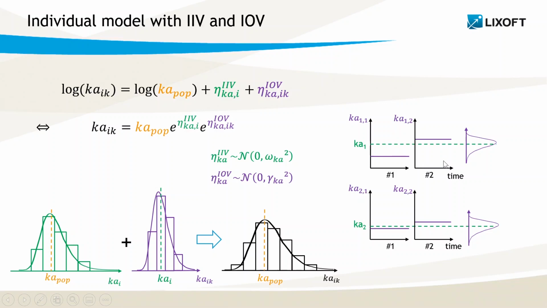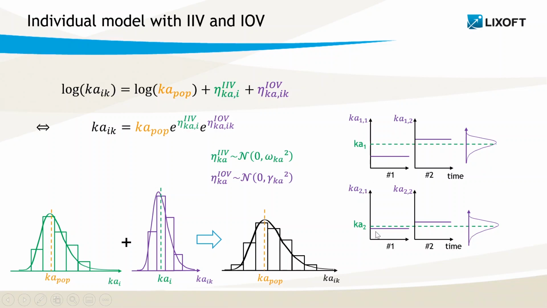It is important to note that the occasions are independent across individuals. This means that for both individuals 1 and 2, the model doesn't impose to have the same random effects for occasion 1. So these two deviations from the individual parameters are different, but they are drawn from the same distributions around Ka1 and Ka2.